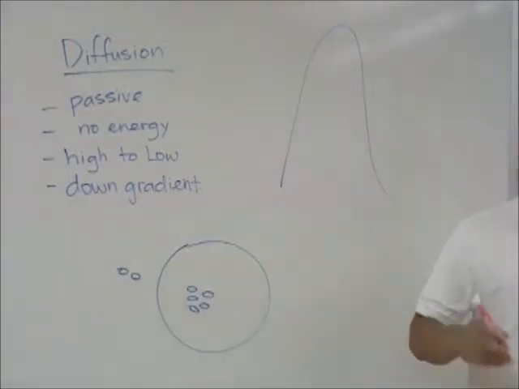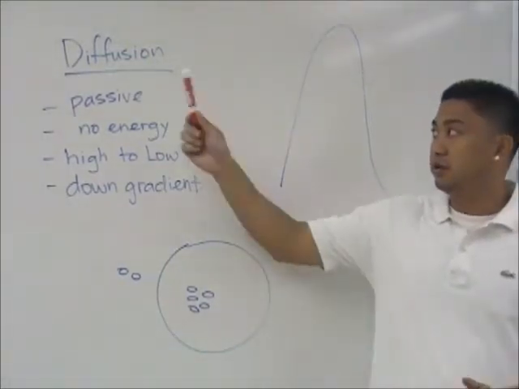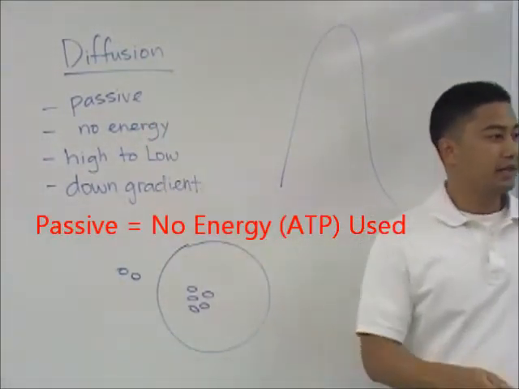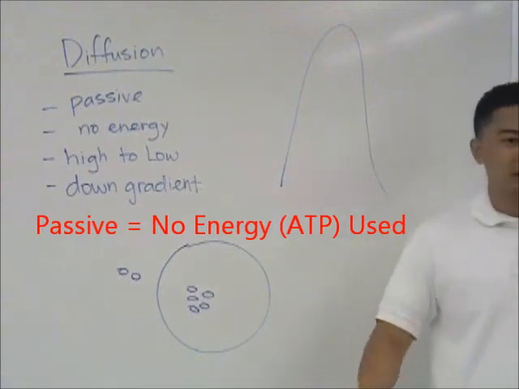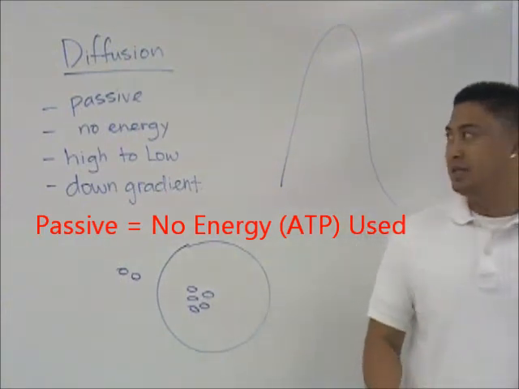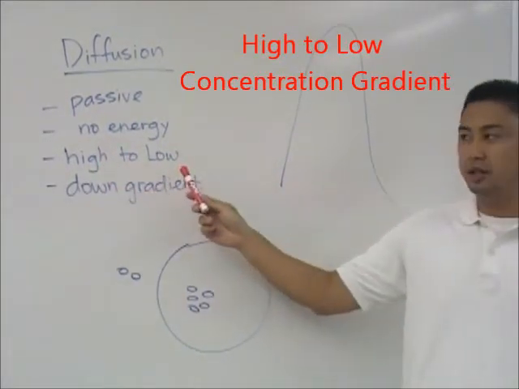We're going to be talking about diffusion, okay? We're also going to be talking about active transport in a little bit. But let's start with diffusion. Diffusion is passive. If something is passive, it is not using energy. What is the currency for energy in the body? ATP, exactly. And it goes from a high concentration to a low concentration.